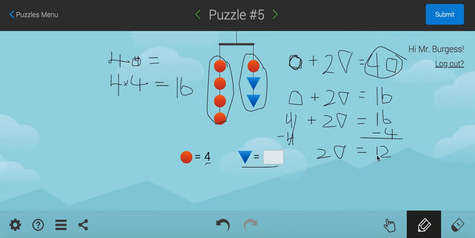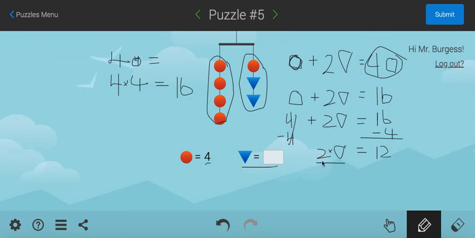Now 2 triangles weighs 12. Right? And in my head, I'm doing the math. I know 2 times something equals 12. But let's pretend we don't know the answer. So we're going to pretend that 2 times something that we don't know equals 12. It's the rule of opposites. What's the opposite of multiply? You can't see the multiply symbol here, but it's implied when you have a number next to one of these colorful shapes. The opposite of multiply is divide.